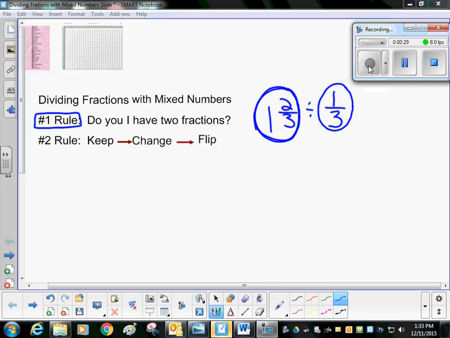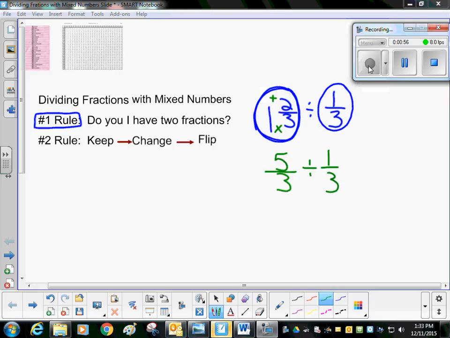So therefore, I have to change my mixed fraction into an improper fraction, which is no problem because we know how to do that. So the first thing I'm going to do is 3 times 1 is 3, plus 2 is 5 over 3. 1 2/3 is now renamed as 5 over 3. And I'm just going to finish at this point writing my problem out.